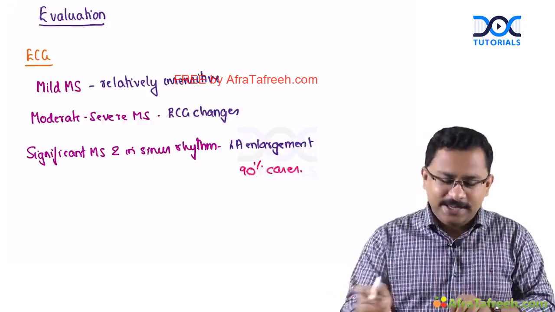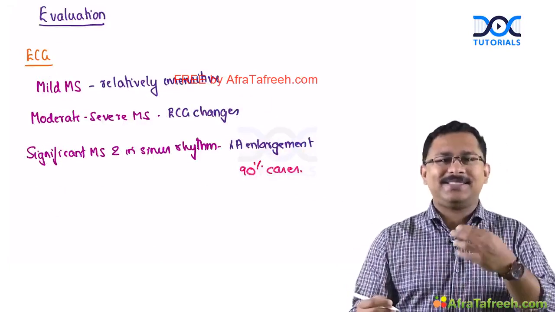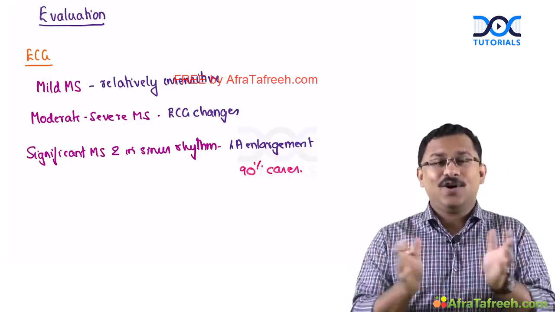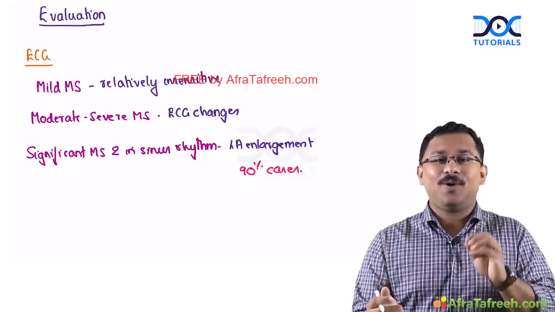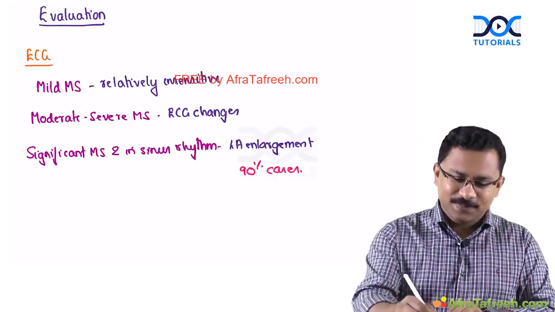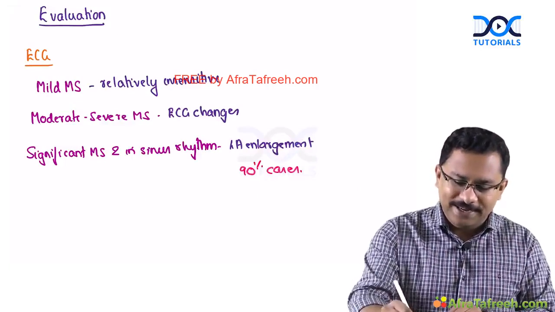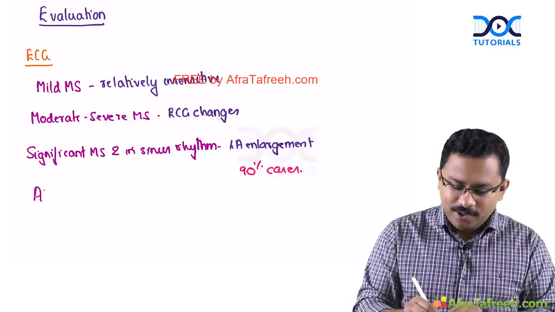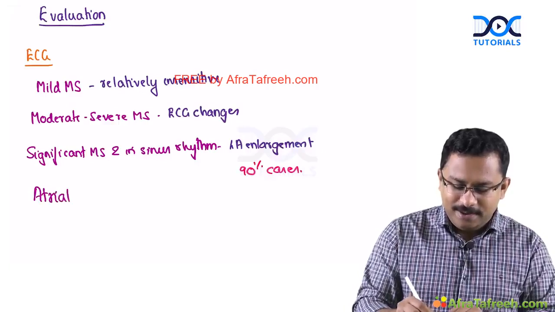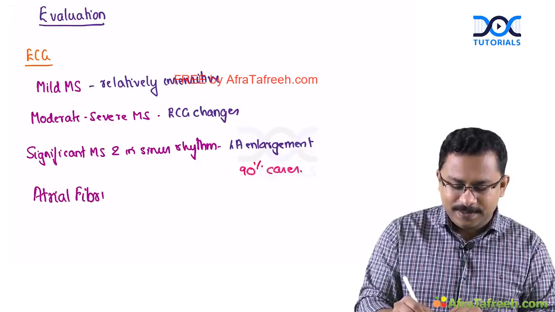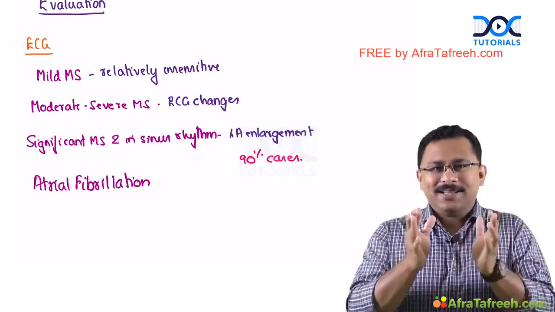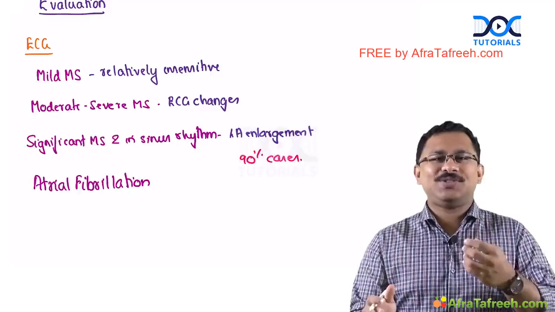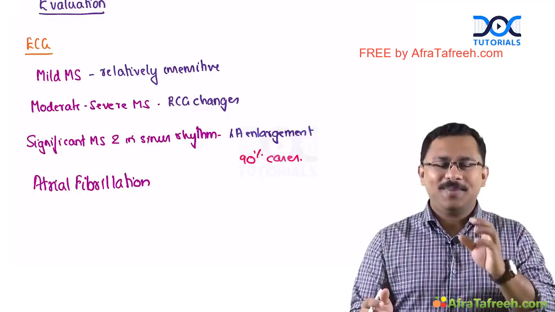Now suppose it is a long-standing mitral stenosis, there is a likelihood of development of what? Atrial fibrillation. So that is also one finding that you should look for, whether there is atrial fibrillation.